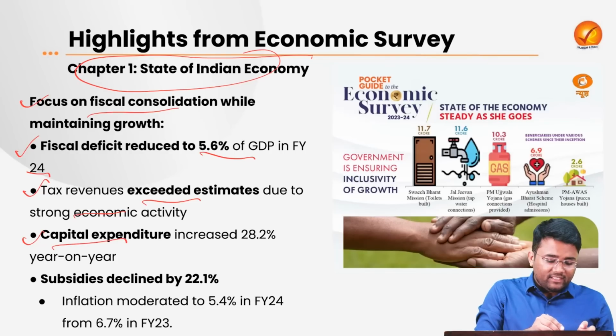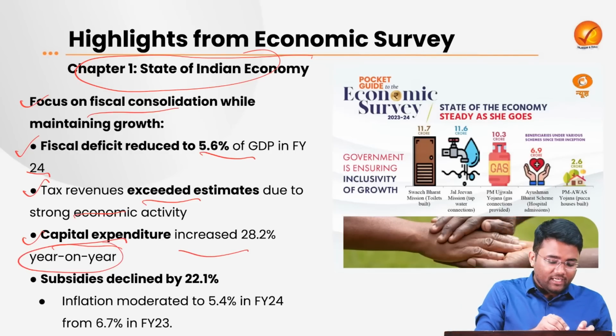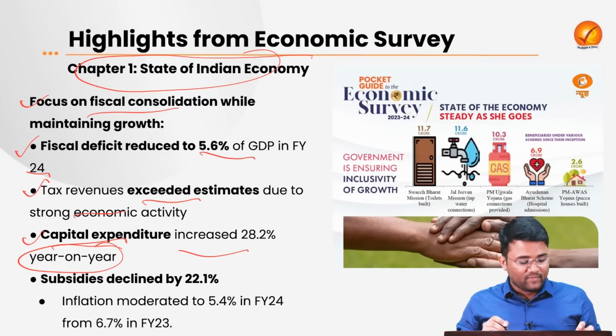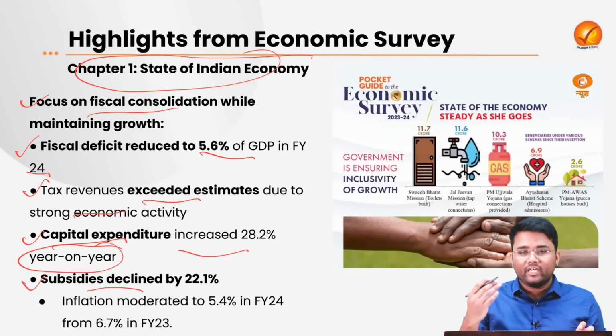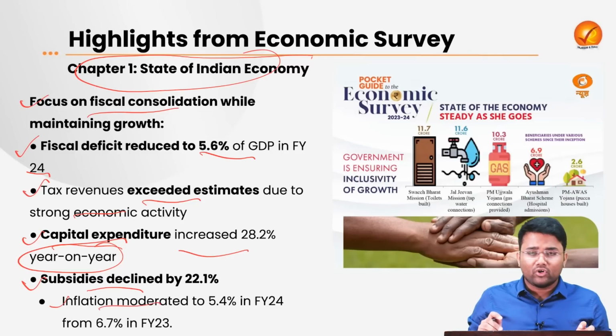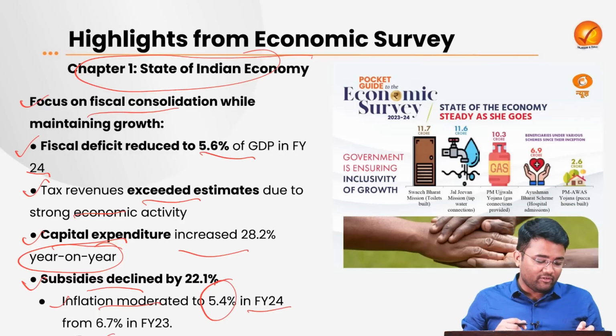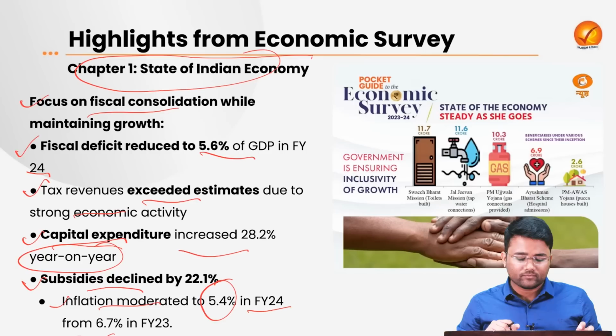Capital expenditure, that is expenditure on tangible assets, has increased by almost 28.2% year on year, whereas subsidies have declined by 22.1%. That shows the government is moving towards fiscal consolidation and prudent use of financial resources. Inflation has also moderated to 5.4% in financial year 24 from 6.7% in financial year 23.